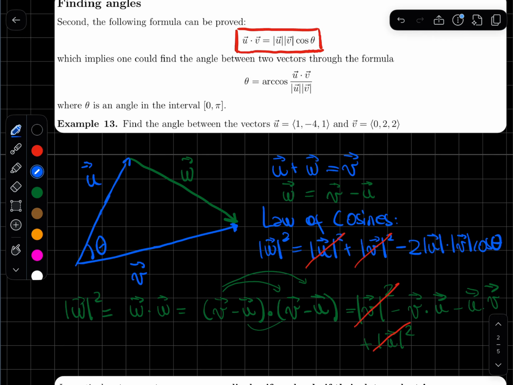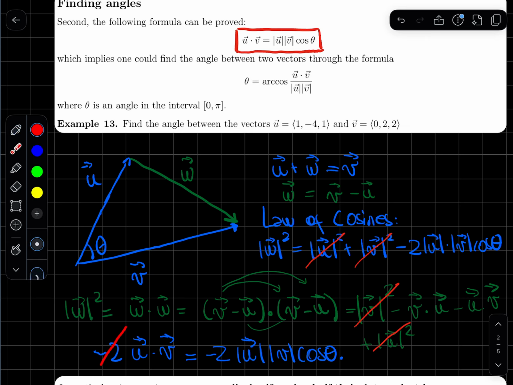So what that gives me is that negative 2 u dot v equals negative 2 magnitude u magnitude v cosine of theta, like so. You cancel the negative 2's, and you're good to go. You get the equation that we were talking about before, yes? So that's a proof. It's pretty short. It does use the law of cosines, though.